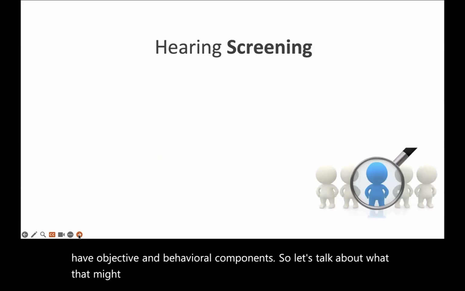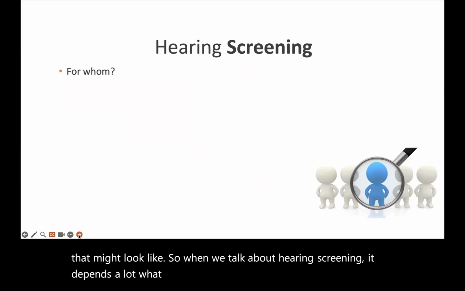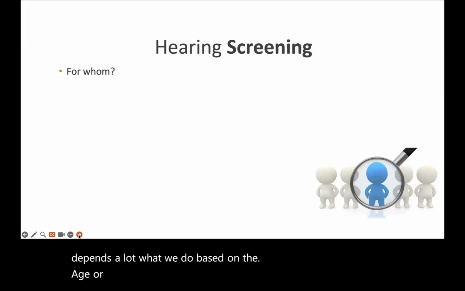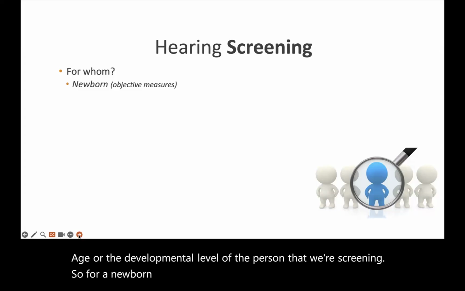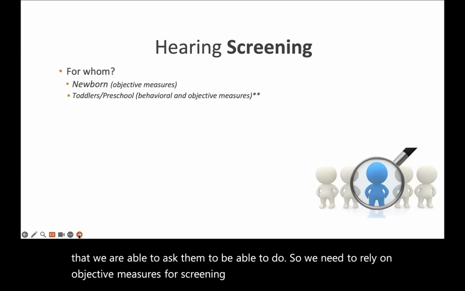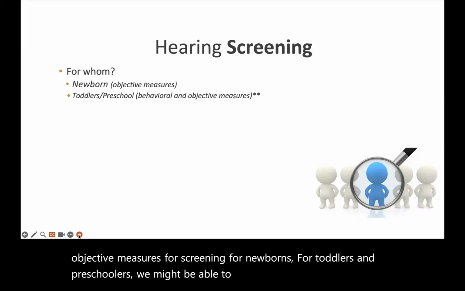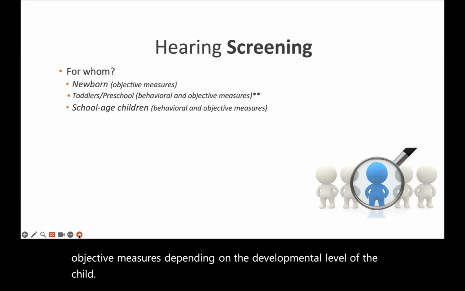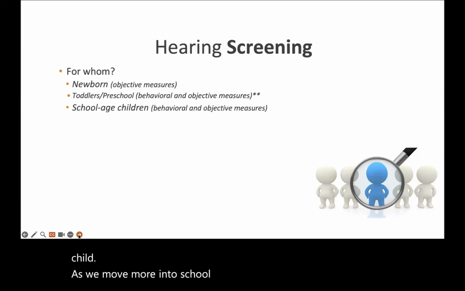So when we talk about hearing screening, it depends a lot what we do based on the age or the developmental level of the person that we're screening. So for a newborn, they're not able to give us any sort of responses that we are able to ask them to be able to do. So we need to rely on objective measures for screening for newborns. For toddlers and preschoolers, we might be able to integrate in both behavioral and objective measures depending on the developmental level of the child. As we move more into school age children, we can use both behavioral and objective measures.